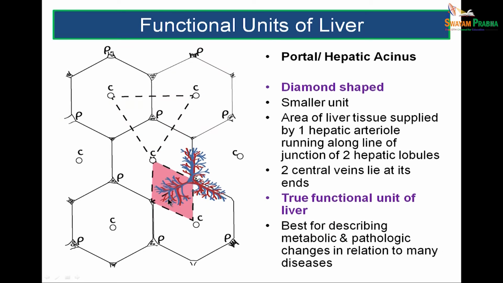Another smaller unit of liver is a functional unit, the true functional unit, called the portal acinus or the hepatic acinus. It's a diamond shaped structure having a long axis joining 2 central veins and a short axis joining 2 portal canals. It is the true functional unit of the liver, and it is best for describing metabolic and pathologic changes in relation to many liver diseases.